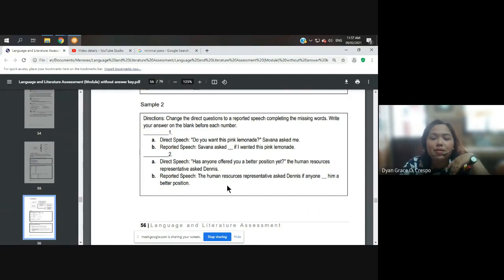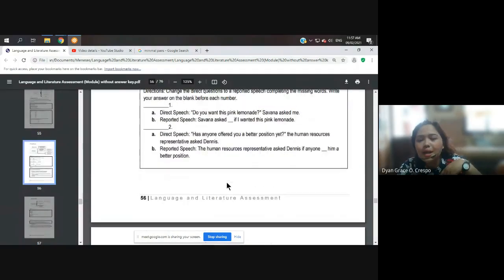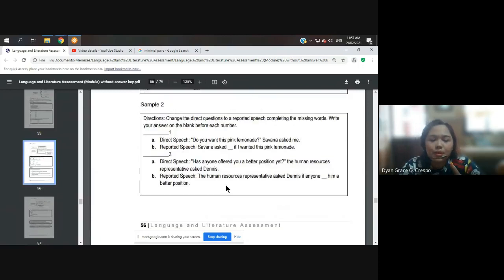Nag-iiba-iba kasi ng verb pag reported speech. Why? Nag-iiba-iba ng word pag reported speech because it's already past. The direct speech is what is happening right now, at the moment. Someone is speaking and then you directly quoted it. But when we say reported speech, someone is actually telling another one about what happened to someone.